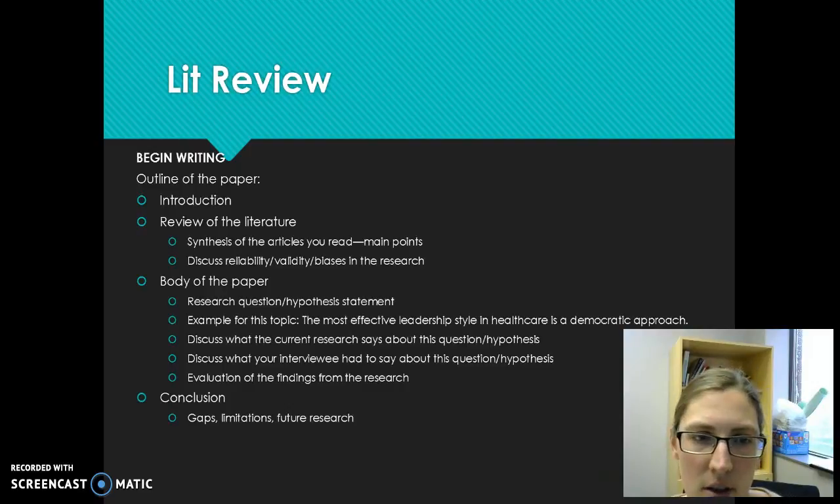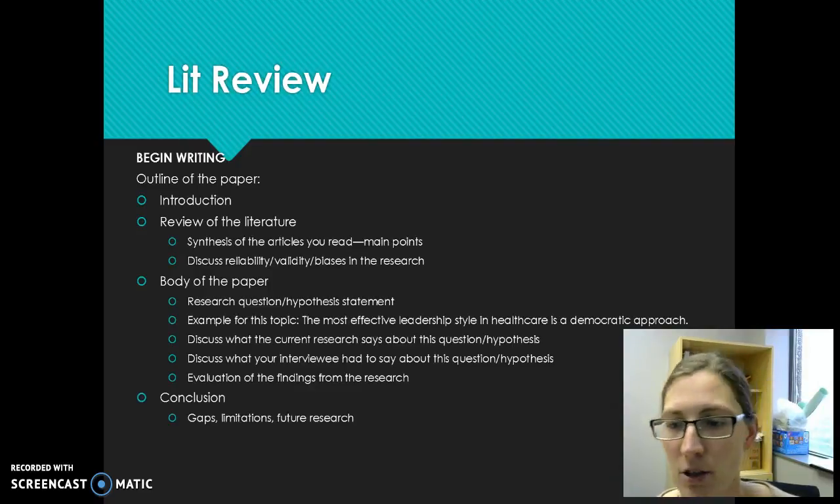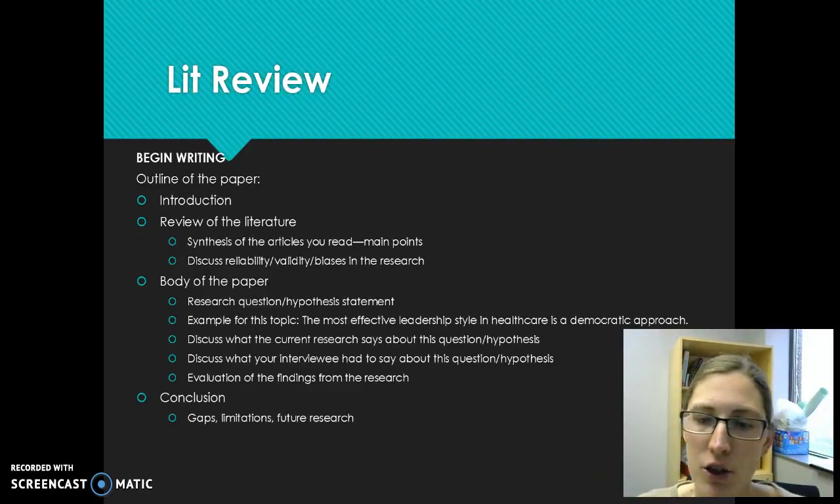I've given you just a little outline for the paper so that you can start thinking, okay, how do I put a literature review together? So first you have an introduction. What is your topic and why is it important? I do want to highlight though that the literature review should be written in the third person. So you wouldn't say, I think this is an important topic because. You would just simply state, this is an important topic for healthcare providers because. There should not be I statements in the paper.